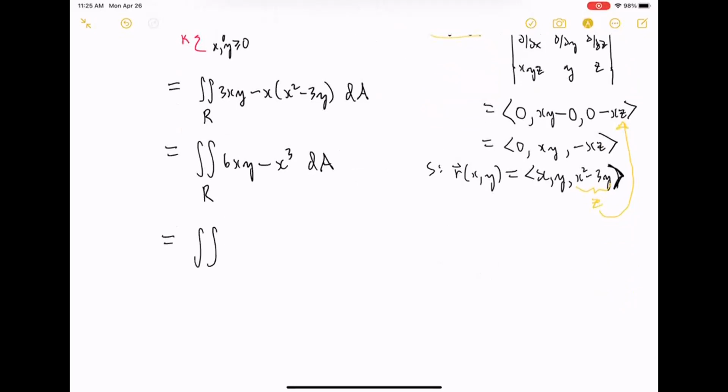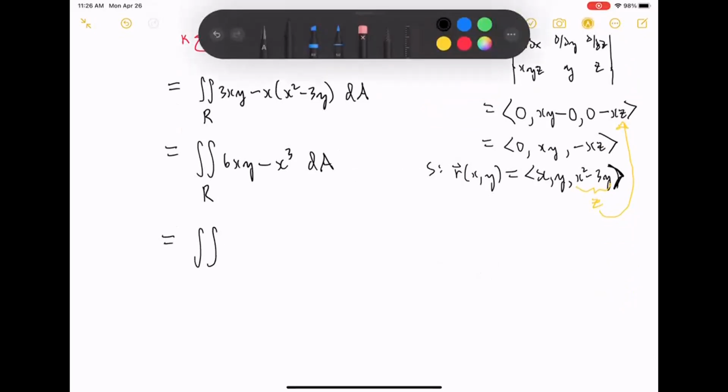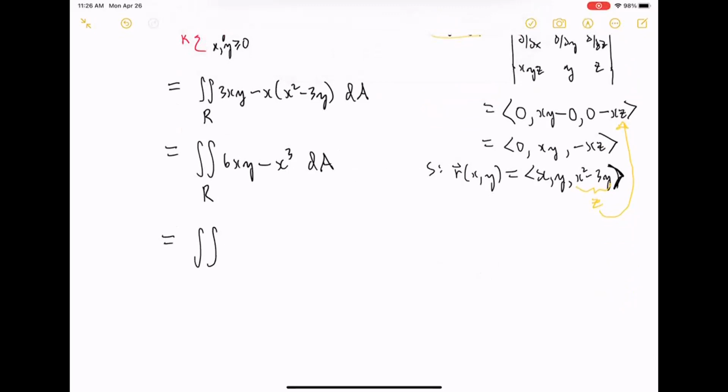Okay, so let's see here. This would be x is r cosine theta, y is r sine theta. If you wanted to see this play out, this would be 6 r squared cos theta sine theta minus r cubed cosine cubed theta, all times r dr d theta.